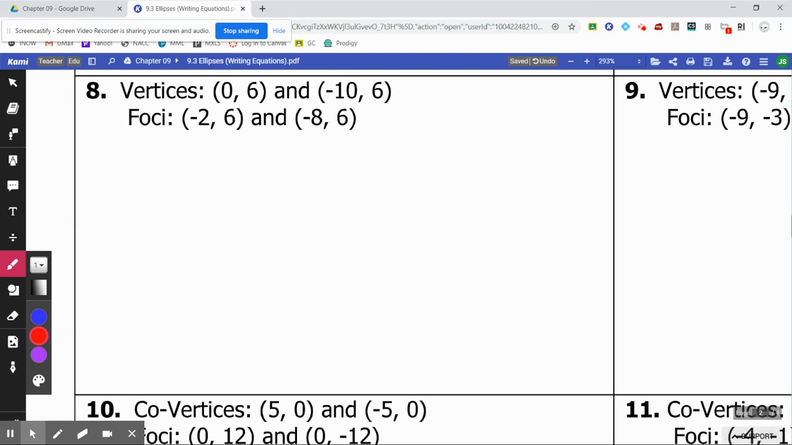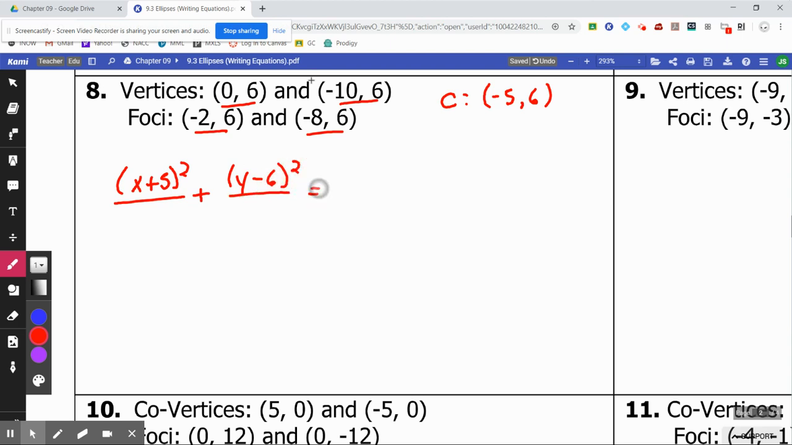Number 8, doing it a little bit different now. They give us an a value and a c value. Let's first find our center. To find the center, you can actually use the foci as well. You can find the center point of these or the center point of these. That's going to be add your x's, divide by 2 gives you -5 in either case. Add your y's, divide by 2 gives you 6. So therefore, my center is at (-5, 6). That would be (x plus 5) squared over something plus (y minus 6) squared over something equals 1.